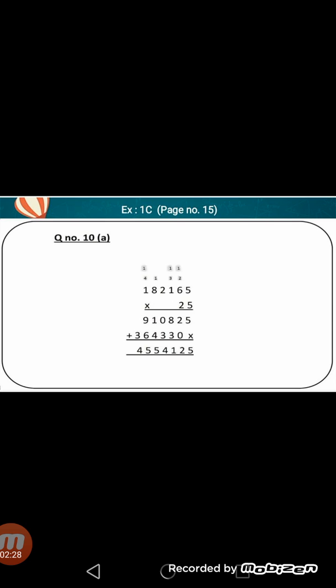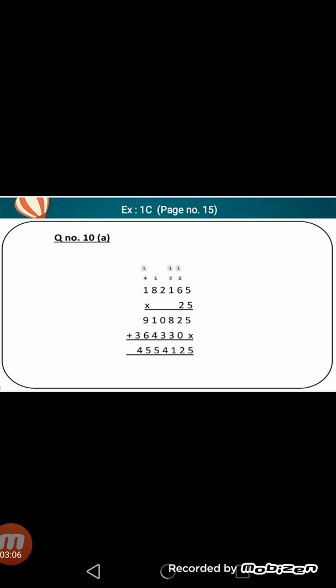Always remember, we start our multiplication with the unit place of the multiplier, then tens place, then hundred place onward. It depends upon the value of the multiplier. Here we have multiplied 25, so we will start with 5 as it is on the unit place. 5 5s are 25, we will write 5, 2 will be carry. 5 6s are 30, plus 2, 32, we will write 2, 3 will be carry. 5 1s are 5 plus 3, it will be 8. 5 2s are 10, we will write 0, 1 will be carry.